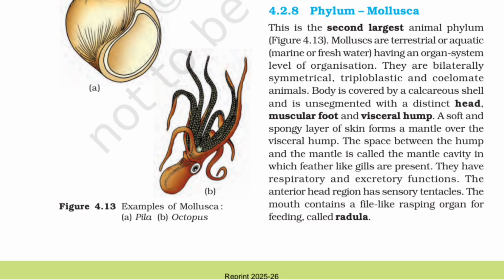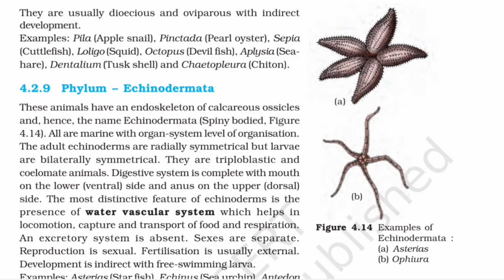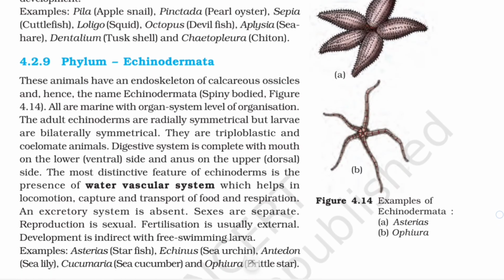The anterior head region has sensory tentacles. The mouth contains a file-like rasping organ for feeding called radula. They are usually dioecious and oviparous with indirect development. Examples of this phylum are Pila, also known as apple snail, Pinctada, also known as pearl oyster, Sepia, also known as cuttlefish, Loligo, also known as squid, Octopus, also known as devilfish, Aplysia, also known as sea hare, Dentalium, also known as tusk shell, and Chaetopleura, also known as chiton.